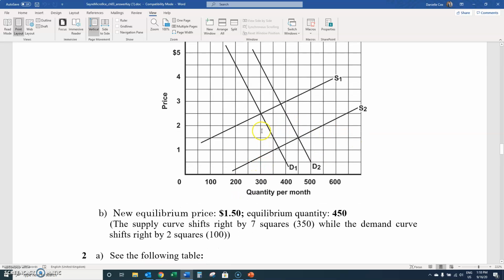Then the new equilibrium price: the old one was S1 and D1 right here. The new one is going to be D2 and S2, so right here, so 150 and 450.